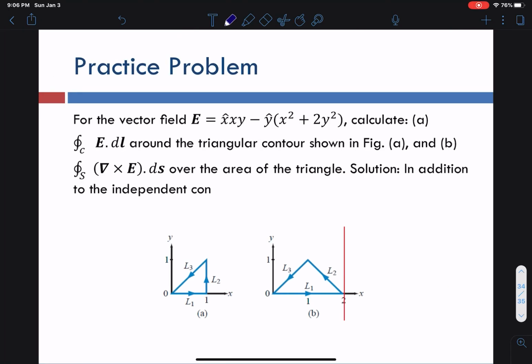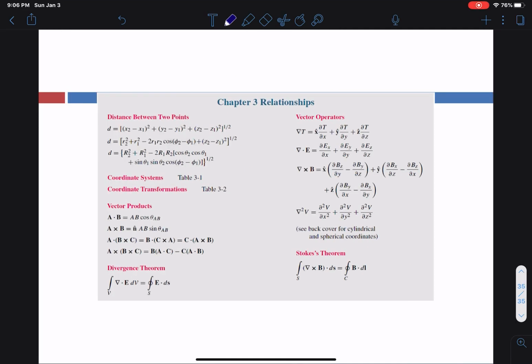I'm going to do this problem in class, or maybe a couple more. Your job is to review this lecture before you come to class, and then we'll apply the divergence theorem, Stokes theorem, and gradient theorem in class to solve some problems. All right, that's all for chapter 3. We're going to get to chapter 6 in the next class.